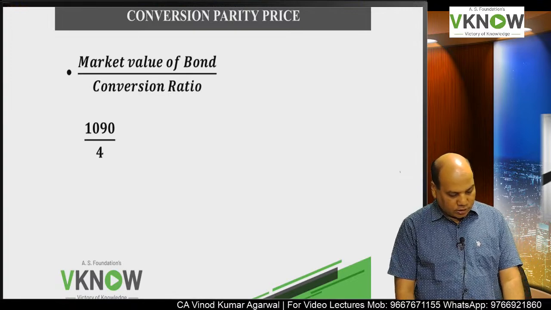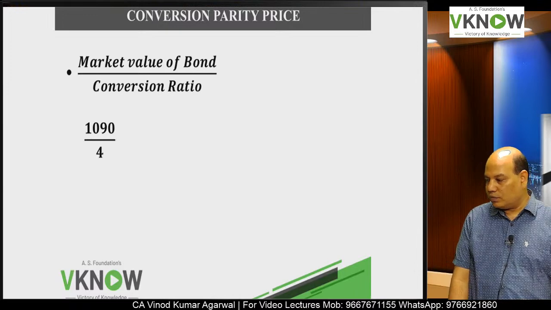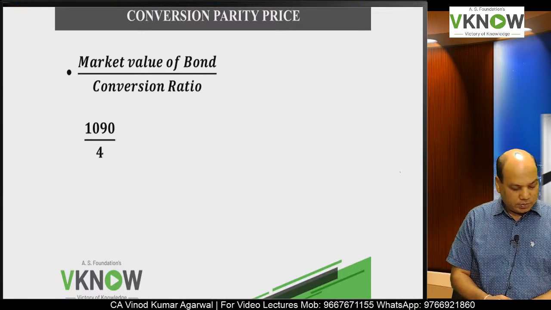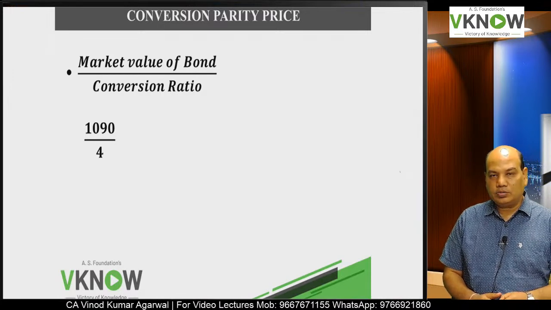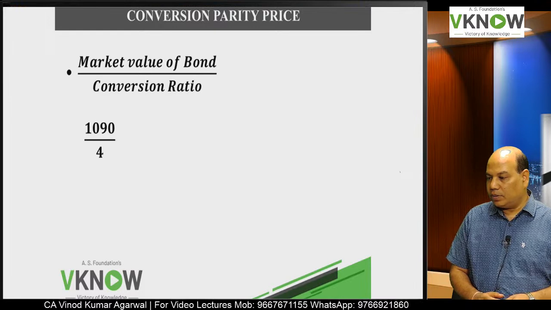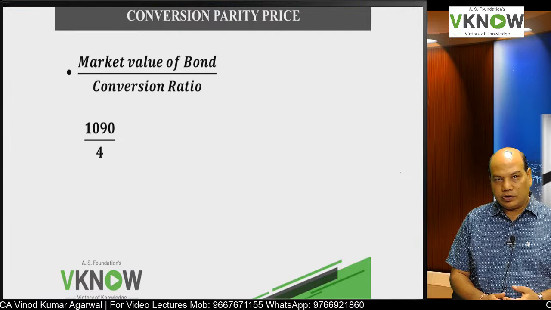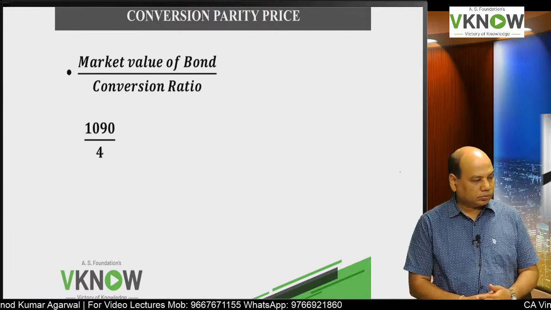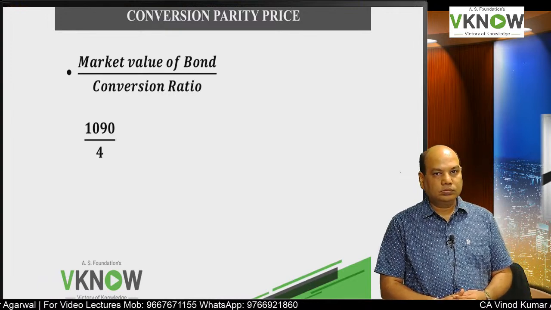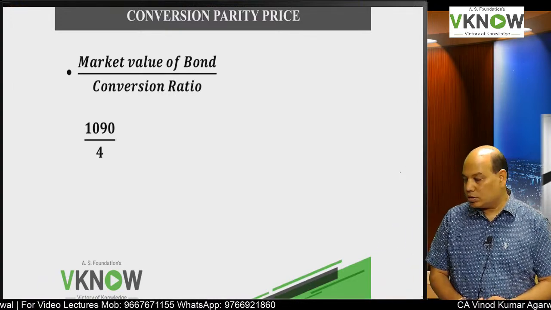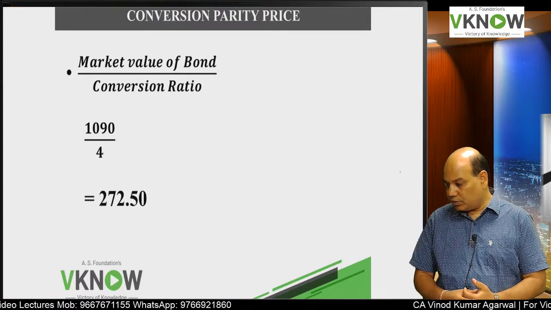Okay, one last answer for this question. Conversion parity price. Solve yourself. Conversion parity price means market value of the bond divided by conversion ratio. Market value of the bond is 1090. Conversion ratio is 4. What is the answer? Divya, 272.50. Very good.